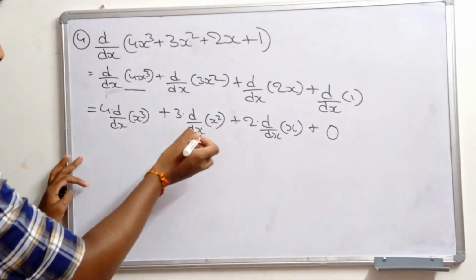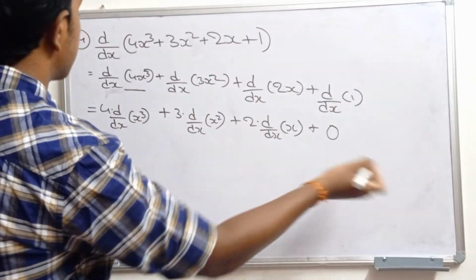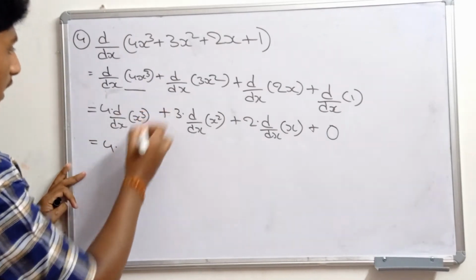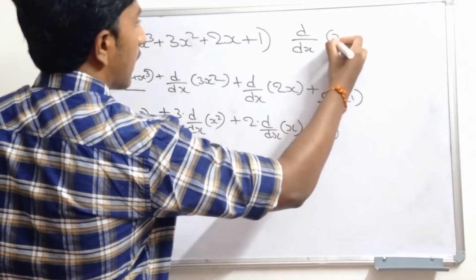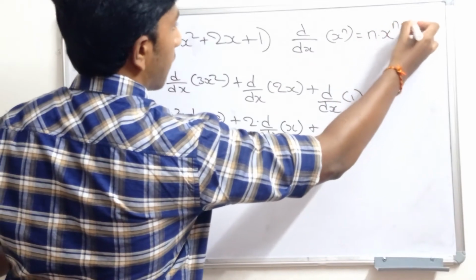4 into d by dx of x cube plus 3 into d by dx of x square plus 2 into d by dx of x plus 0. First differentiate this: 4 into d by dx of x cube. For x cube, this is the constant formula we use here: d by dx of x power n is n into x power n minus 1.